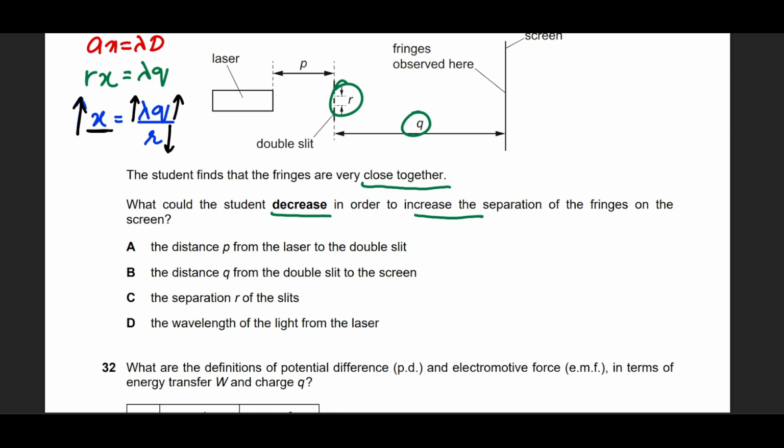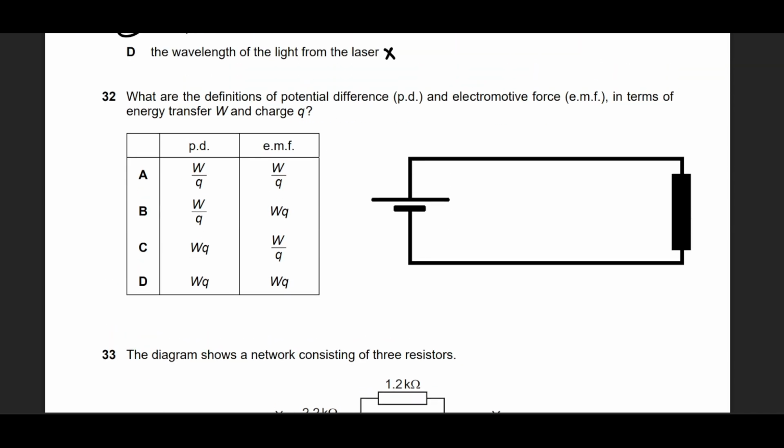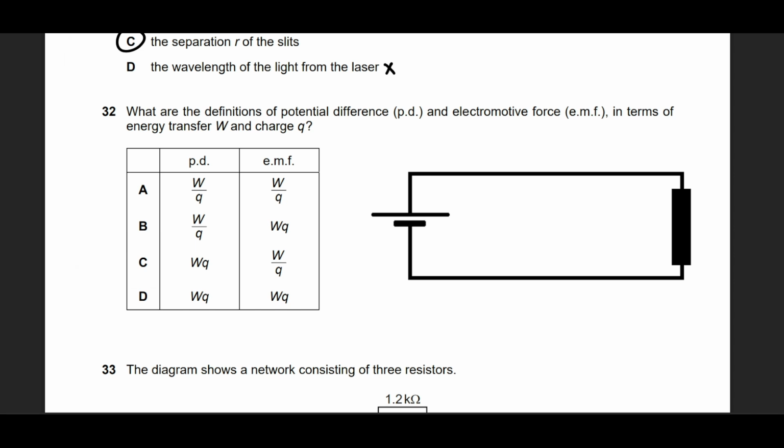So distance P does not matter. Q is not my problem. Wavelength is not our problem. And separation R of the slits. Yes, R should be decreased. R should be decreased to increase x, right? Okay, so a very straightforward and quick question.